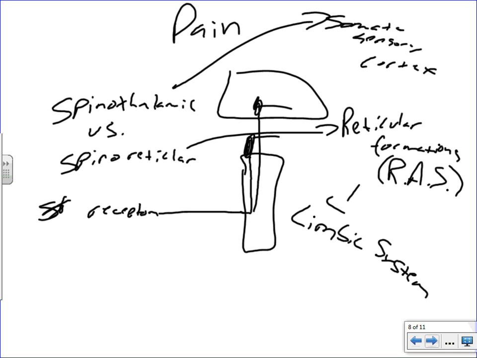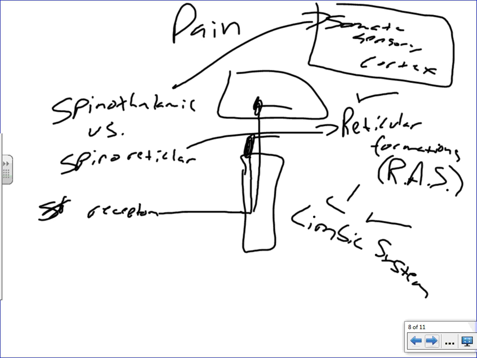So let's talk about this for a second. The somatosensory cortex, that's where we're going to initially say, ouch, this hurts, where we're going to consciously interpret that pain. Now let's talk about the importance of pain going through the reticular activating system and going to the limbic system.